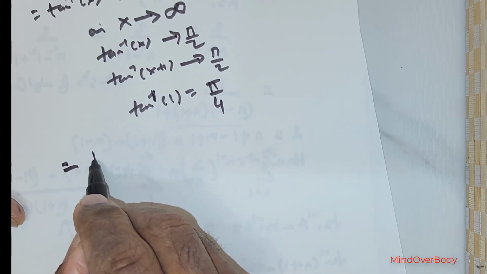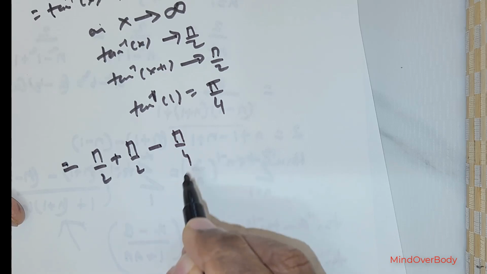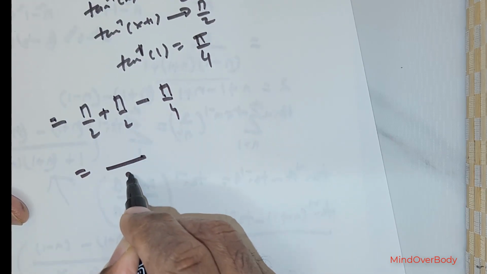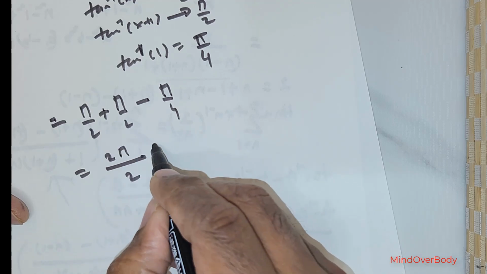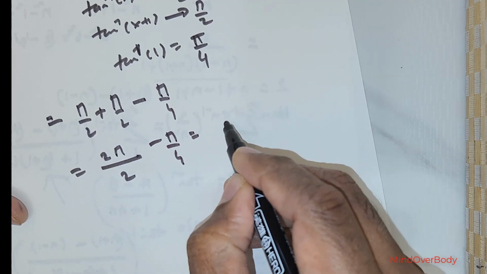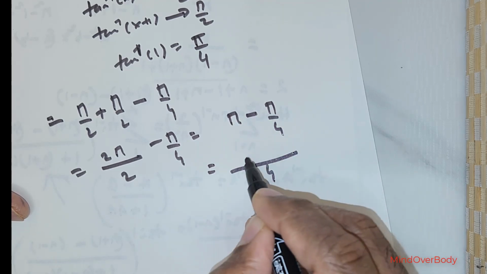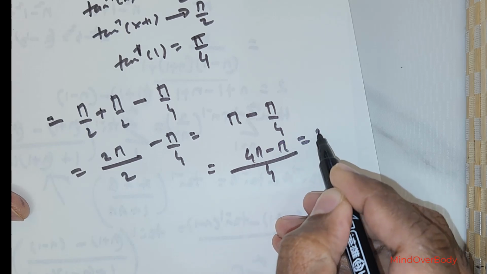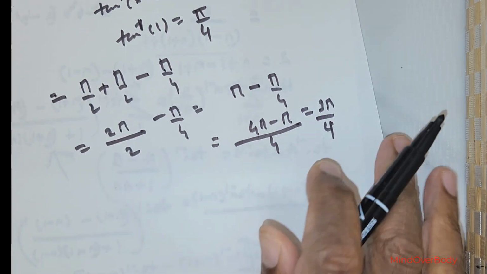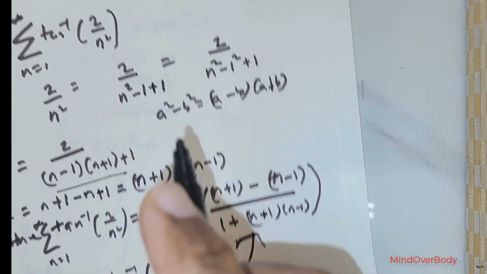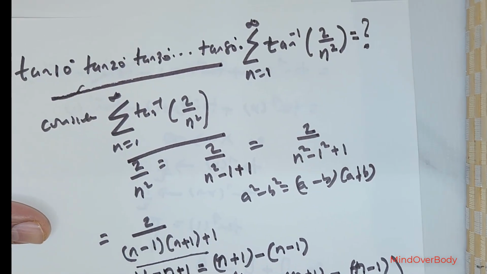So we have a value of pi over 2 plus pi over 2 minus pi over 4. So this is going to give me pi, followed by minus pi over 4. We take the LCM as 4. This is 4 pi minus pi, which is nothing but 3 pi over 4. So this is for the sigma quantity. So we just got this value, but we did not get the other value, so we have to evaluate it.